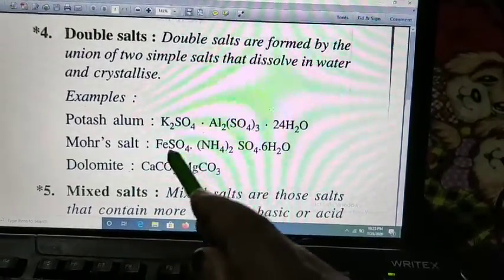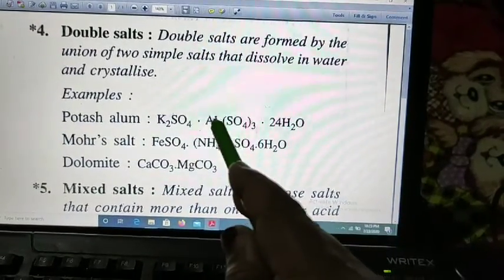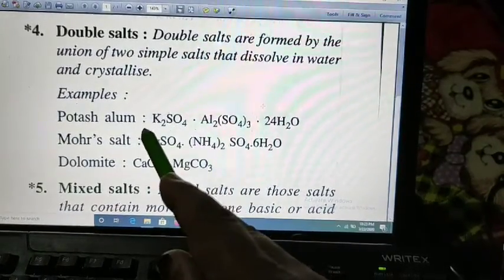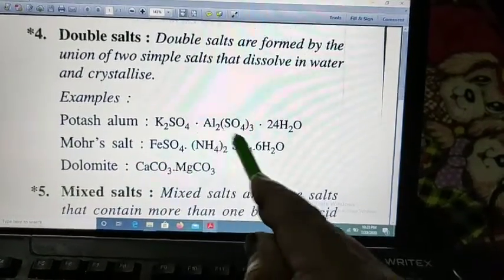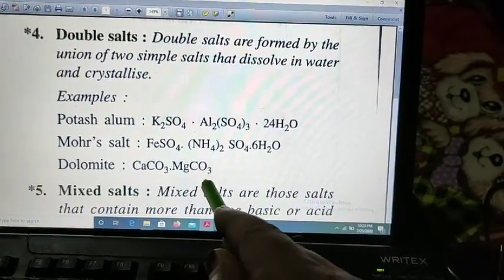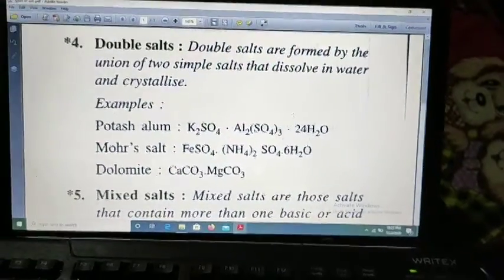If you see in these two salts, we have got two salts. Potassium sulfate is one salt and aluminum sulfate is another. Similarly, in the case of Mohr's salt, FeSO4 is one salt and ammonium sulfate is another salt. Similarly, dolomite is calcium carbonate and magnesium carbonate. So the mixture of two salts is known as a double salt.